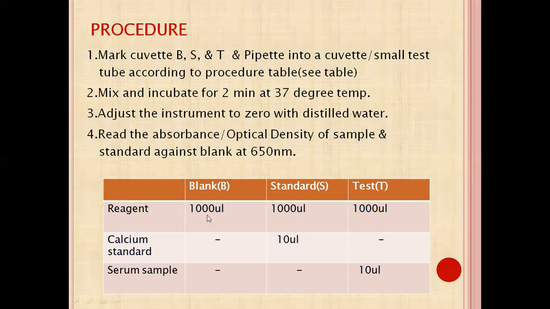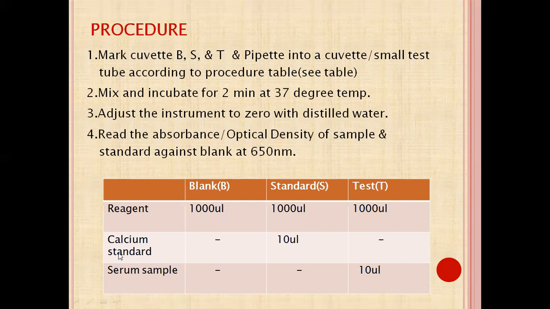So this is the procedure table. In all the test tubes, blank, standard and test, you have to pour the reagent: 1000 microliter each, same in all three. We are setting the blank to 0. In the instrument we set the blank at 0. You may not be instructed to prepare a blank test tube in the exam.